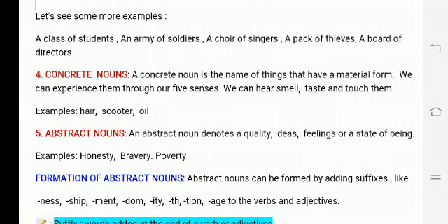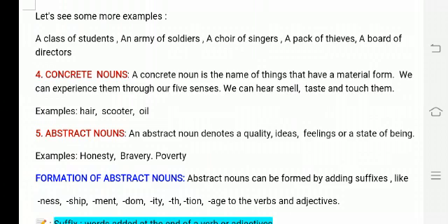Let's move on to the next type of noun, that is concrete nouns. Let's read the definition together. Children, kindly read. A concrete noun is a name of things that have a material form. We can experience them through our five senses. We can hear, smell, taste and touch them. For example, hair, scooter, oil, etc.